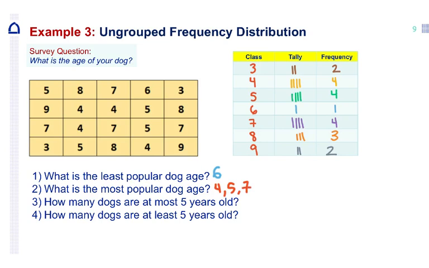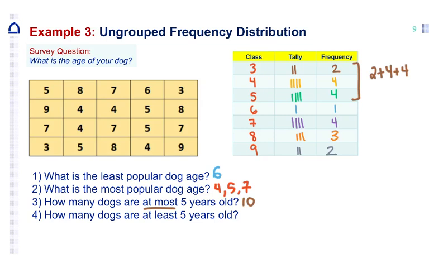How many dogs are at most 5 years old? Now this is an interesting English question. At most means it could have been 3 years old, 4 years old, or 5 years old. So we're talking about these dogs. Not any more than 5 years old. The highest age they could be is 5. So you would add up 2 dogs plus 4 dogs in the second row plus another 4 dogs. That's 10 dogs were at most 5 years old.